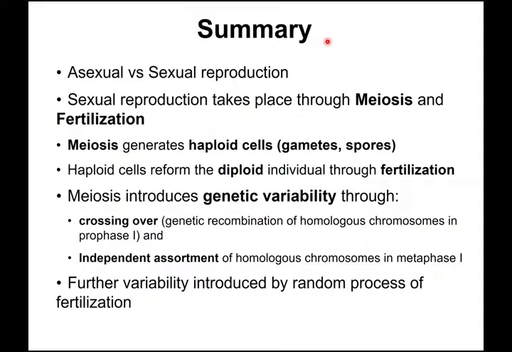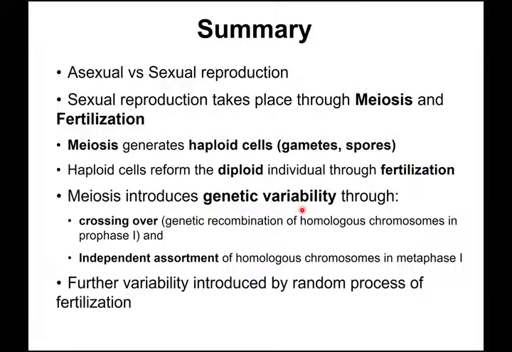All right, so we discussed everything we needed to discuss here. In summary, first of all, we talked about the difference between asexual and sexual reproduction and the different ways that organisms deal with the different types of reproduction to produce variability, either through mutation in an asexual individual or through the meiotic process in sexual reproduction. Then we talked about how sexual reproduction takes place through meiosis and then fertilization, meiosis leading to the production of gametes, so haploid cells, which then fuse together through the process of fertilization, producing a new diploid individual.